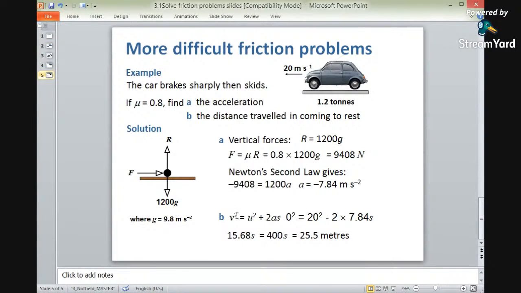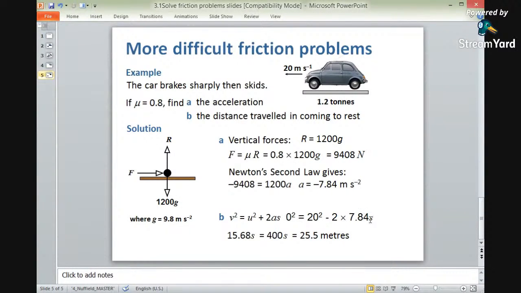The final velocity in this case is nothing but 0. So here v square, the final velocity we have taken as 0 square. What about the initial velocity? It is given here as 20, so 20 square. Again, the acceleration we have taken as minus 7.84. So 2 multiplied by minus 7.84 and multiplied with s. What is s? We have to calculate s here.